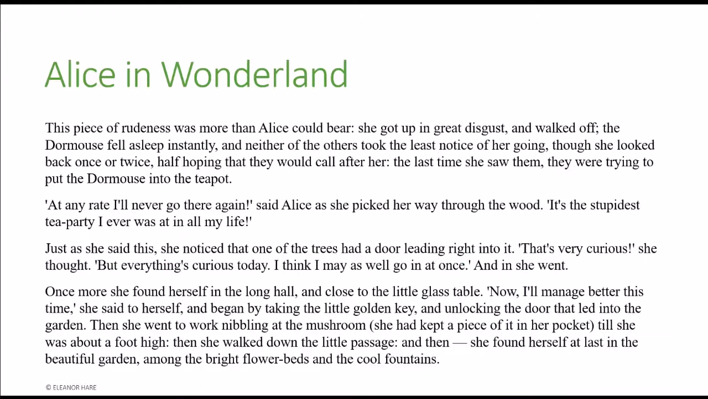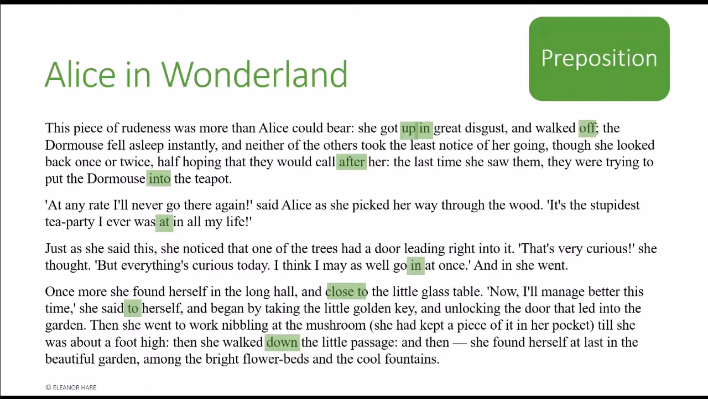Now for prepositions. These relate two objects to each other either by direction, position or relationship. They generally form a prepositional phrase to describe exactly what the relationship is. So some examples: up, in, off, into the teapot, after her, at, in, close to and down. Just to note that the to in to put, which we looked at earlier, is not a preposition. It's marking that the verb is in the infinitive.